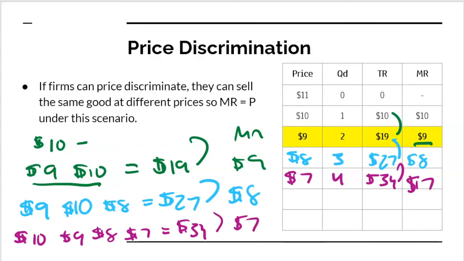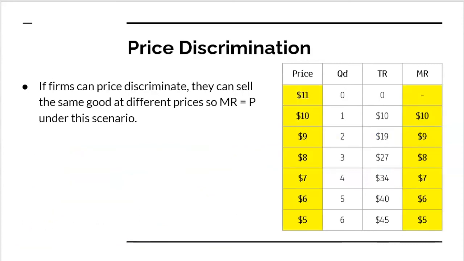And so here on the chart, you're going to see a much nicer looking graph. And so if firms can price discriminate, and charge different prices to different consumers, they can sell the same exact good at different prices. And so when a firm can price discriminate, our marginal revenue and price are now the same exact curve in this scenario. So when firms can price discriminate, marginal revenue and price are the same.